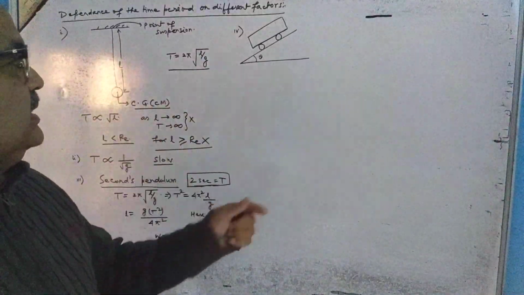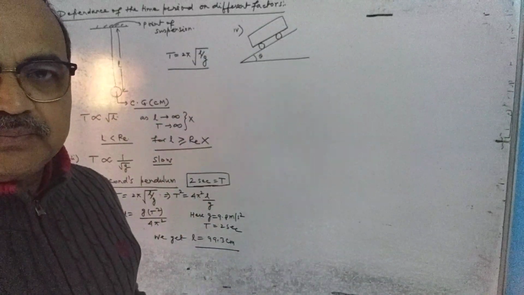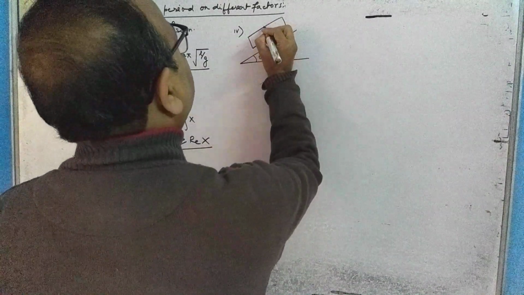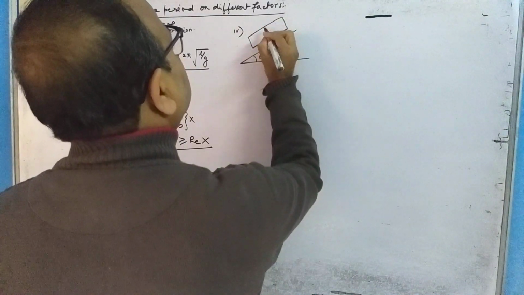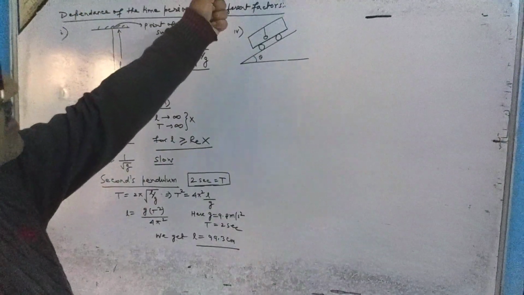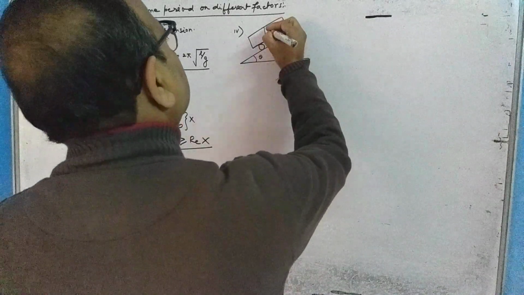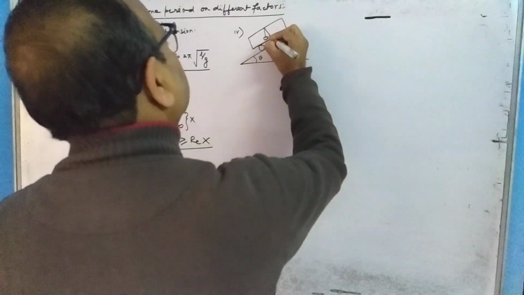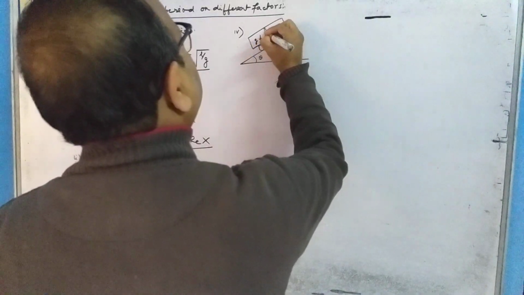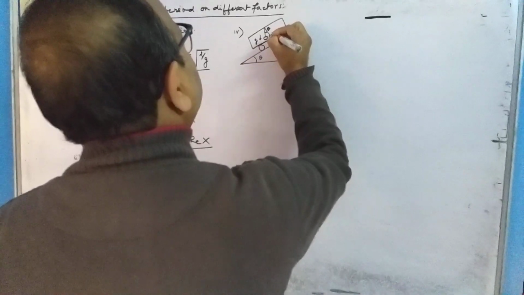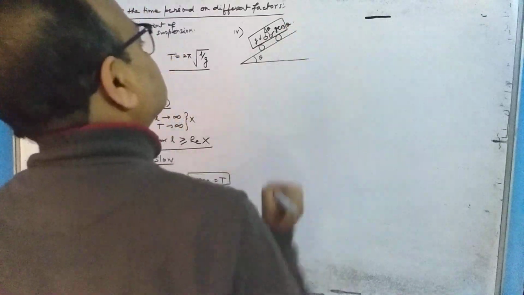Try to follow. There is a carriage moving down the inclined plane, and a simple pendulum is suspended from the ceiling of the carriage. Then what will happen? The vertical direction. See, in this direction it is g, then this is theta, then in this direction it will be g cos theta. Just try to follow me.